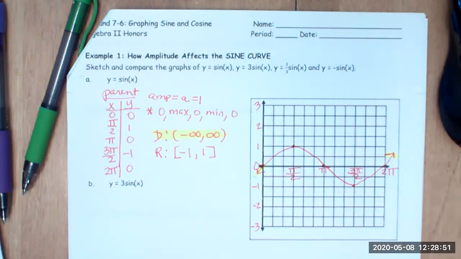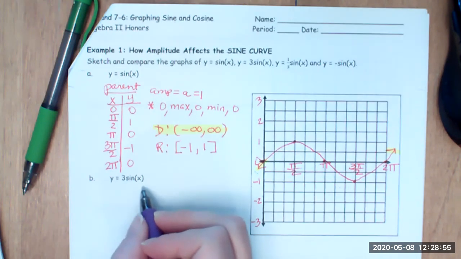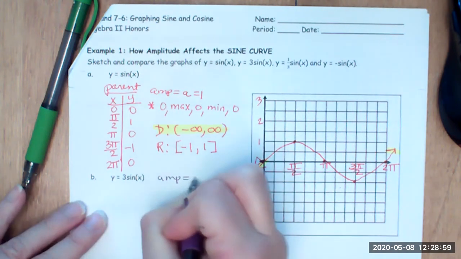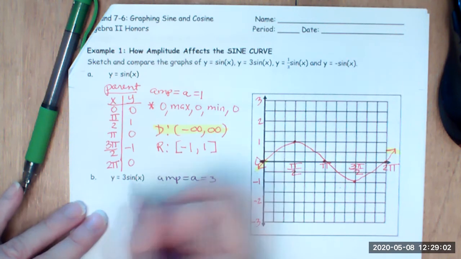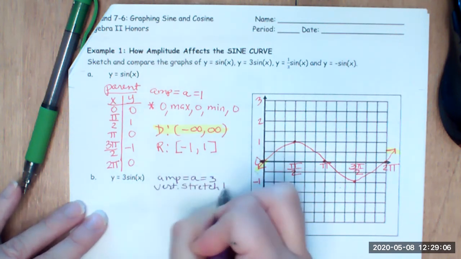All right, so let's go on and let's do the same for y equals 3 sine of x, okay? Here, the amplitude is equal to a is equal to 3, and we know that this is going to be a vertical stretch by a factor of 3.